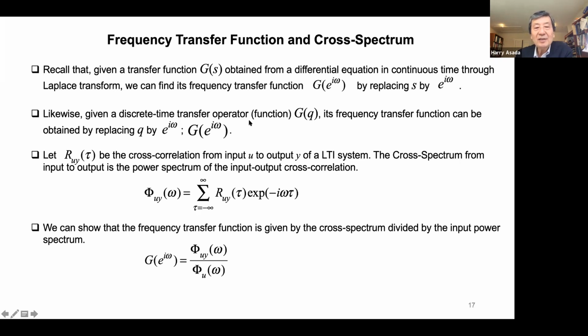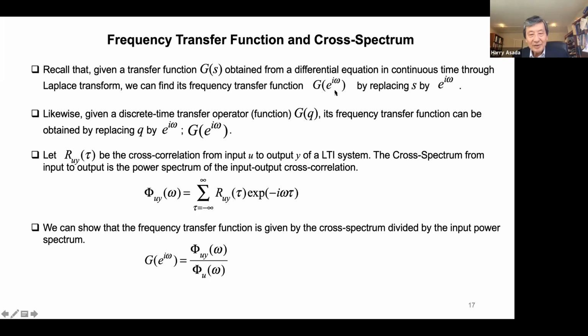Just in the standard continuous time case, you have a continuous differential equation. You take the Laplace transform, you get this standard transfer function G(s). And then what did you do in order to obtain the frequency response, the frequency transfer function? You replace s by i omega. Sorry, I wrote e to the i omega, that's a bad typo. s is replaced by i omega. That's what we did.